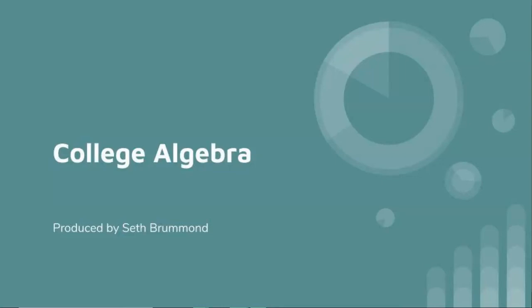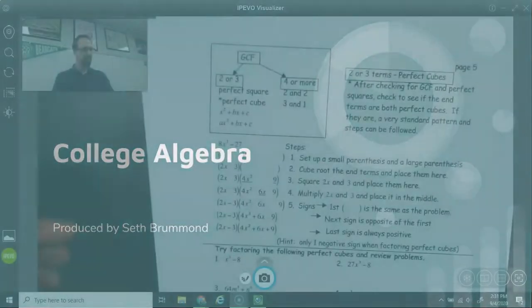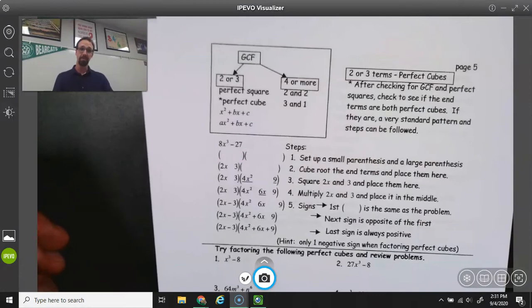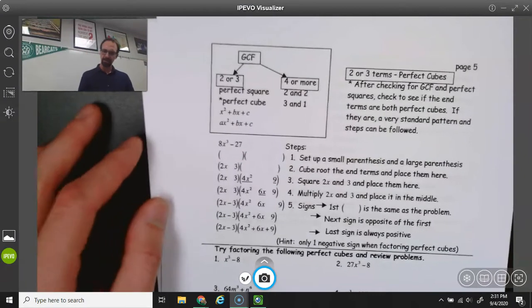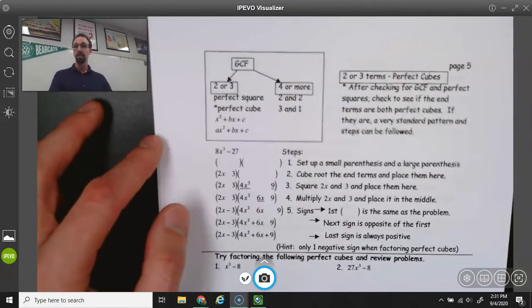Hi friends, today we're going to be looking at the Unit R Day 4 notes. This is the factoring packet. We're looking at page 5. Page 5 talks about perfect cubes.